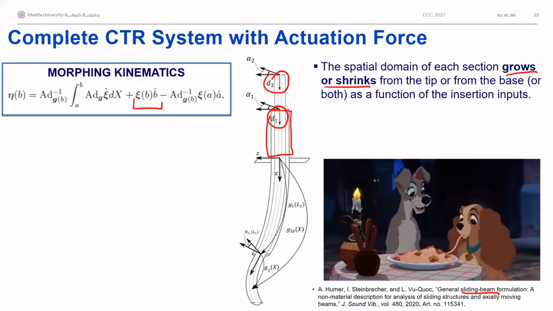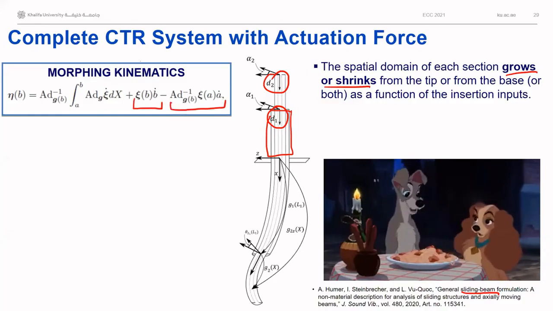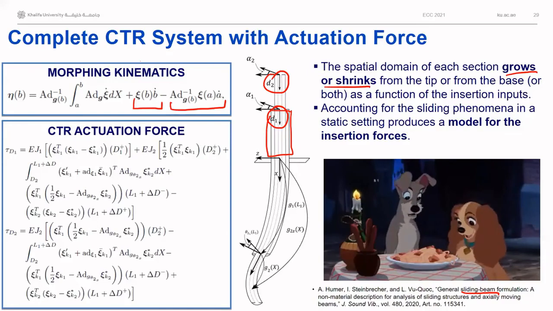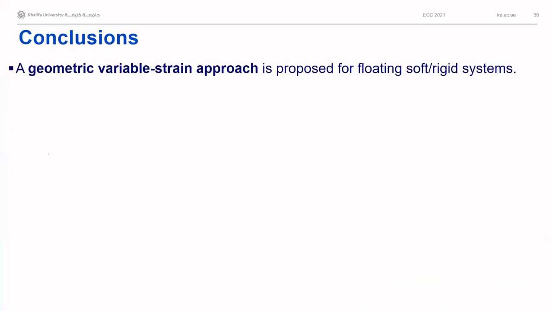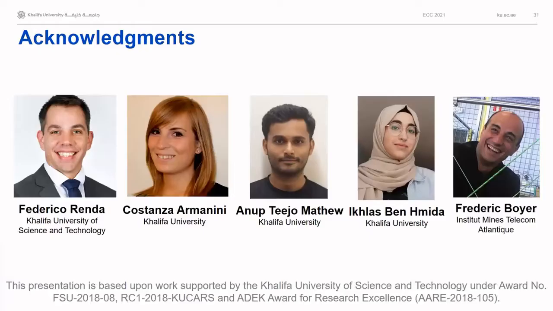So you need to add some more terms in your kinematics, which gives you an additional Jacobian, and in the static setting, this allows for the first time to compute the force required to control those systems. Again, I think it could be useful for control. So I think I will skip the conclusion here.